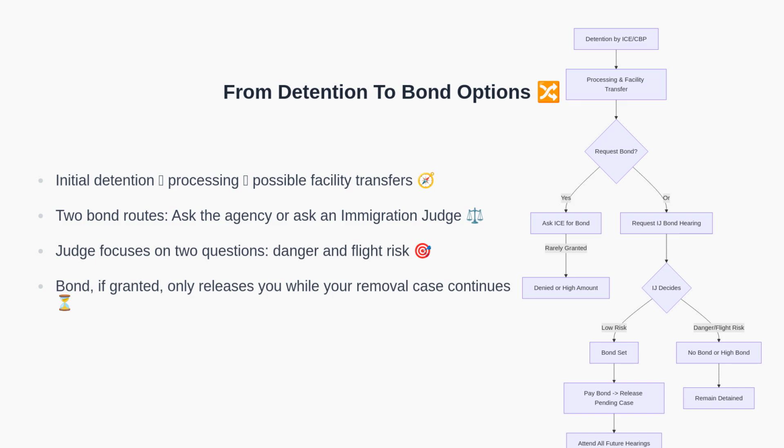This process map shows the typical journey after detention. First comes processing and likely transfers. Then, if release is sought, there are two possible routes. The first is requesting a bond directly from the detaining agency, which is rarely granted in serious criminal cases. The second is requesting a formal bond hearing before an immigration judge. At that hearing, the judge primarily evaluates whether the person is a danger to the community and whether they are likely to appear for future court dates. If a bond is set and paid, release is only temporary, pending the outcome of the removal case. Attendance at all subsequent court hearings is mandatory.